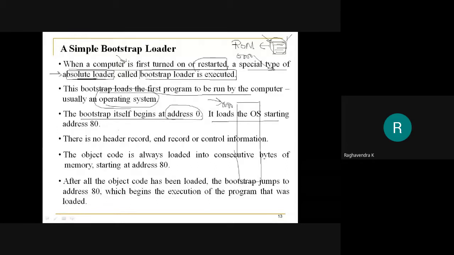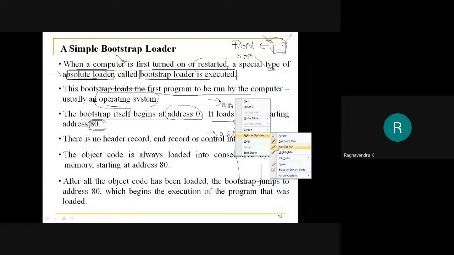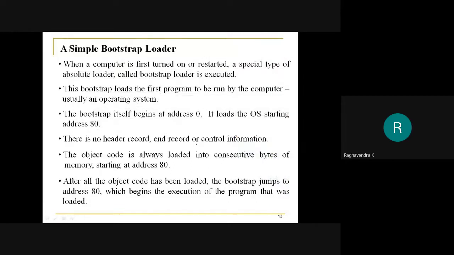So it loads at 0000, and we will assume that it is going to load your operating system at address 80. So from 0000 to 0080, it will occupy the space. Then from 0080, it will load the operating system. So this is how the bootstrap loader normally works. Now how exactly it does that, how it loads the operating system and begins its execution, that's what we are supposed to look into.